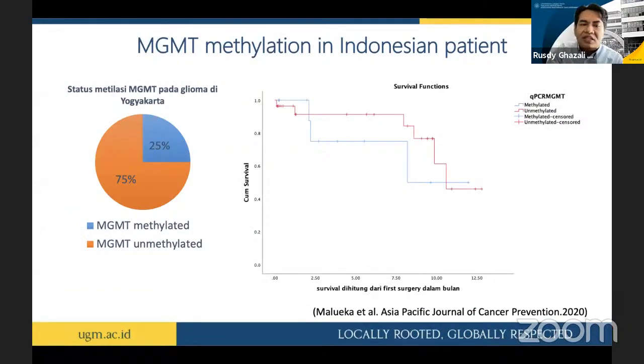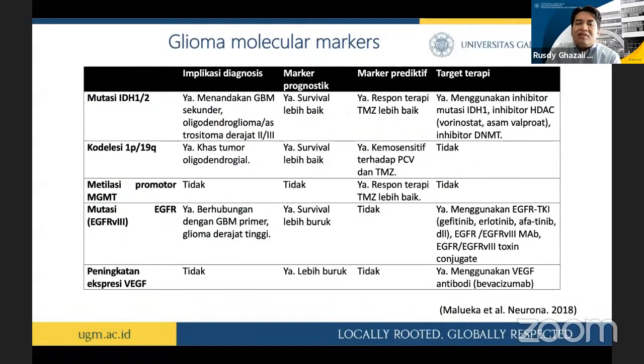definite conclusion about this. So in conclusion, the glioma markers which are important are IDH1 and 2 mutations, 1p19q codeletion, MGMT promoter methylation, EGFR mutation, and VEGF increased expression. Each has its own function. Some are diagnostic markers, some are prognostic factors, and some are predictive factors. So this is summarized in this table.